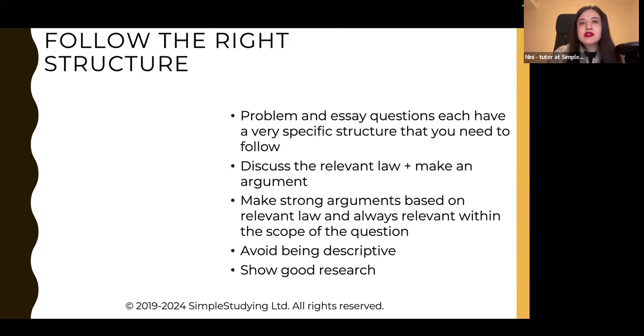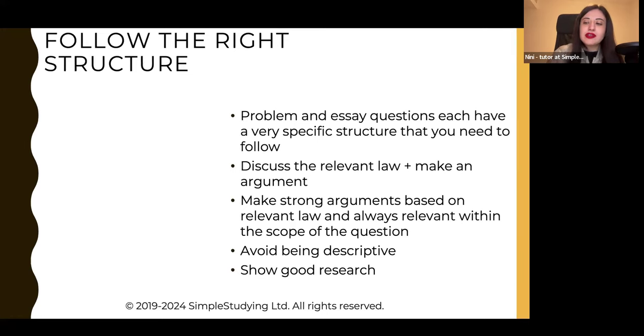Many times students make the mistake of being too explanatory. When they see, let's say in tort law, an essay question about duty of care, what students do is write everything they know about duty of care, which is the most common and the biggest mistake you can ever make. It can result in a fail.